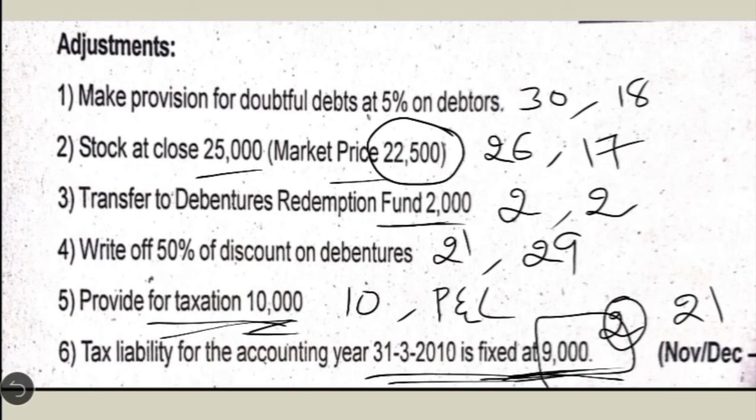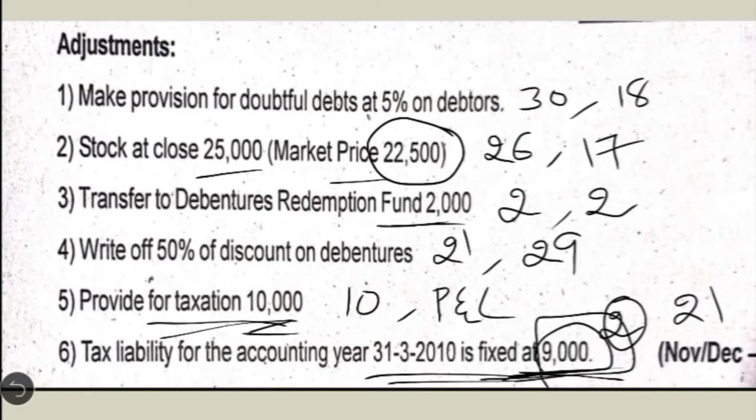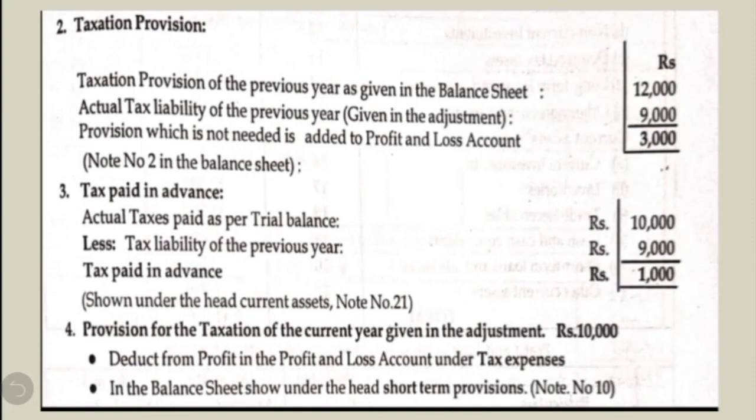One more time, the other adjustment is that the liability was only 9,000, but they had paid how much? 10,000 rupees. So they have paid 1,000 excess amount. So it is like prepaid expenses. So you have to show that in note number 21, that is other current assets. So you can show this taxation related calculation in the working note. That is, how do we calculate the excess provision as well as excess income tax paid? So the taxation provision which is created during the last year is 12,000 less actual tax liability 9,000, we get 3,000.